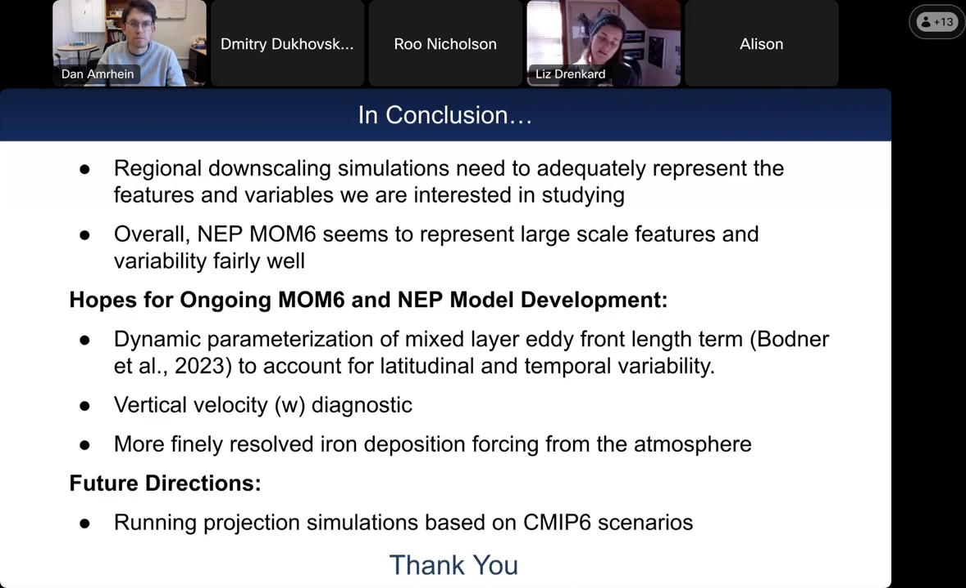I'm just saying that's like my Christmas list request for MOM6. And then I'm hoping to develop more finely resolved iron deposition forcing from the atmosphere, which is really important in the Gulf of Alaska, especially considering when we have a lot of fires that happen on the Pacific Northwest and Central California coast. And from there, my future work with the model is going to be running CMIP6 scenario projections with NEP. So thank you very much, and I'm happy to take any questions we have time for.